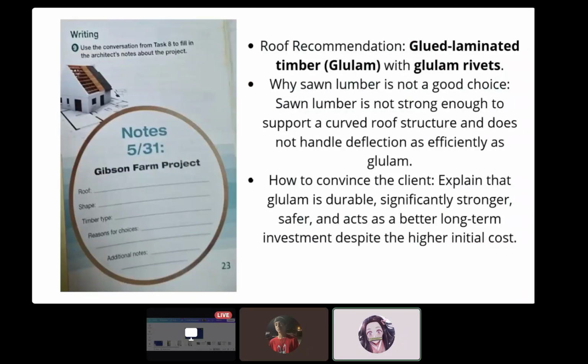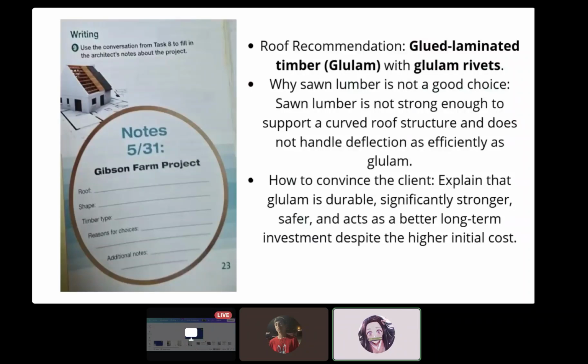So here we have the recommendations. Use the conversation from task A to fill in the architect's note about the project. The roof recommendation is glue laminated timber, glulam, with glulam rivets. Sawn lumber is not a good choice.